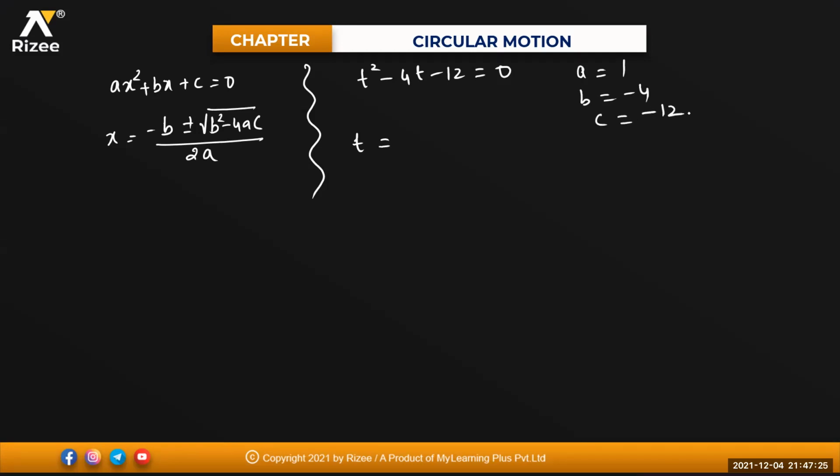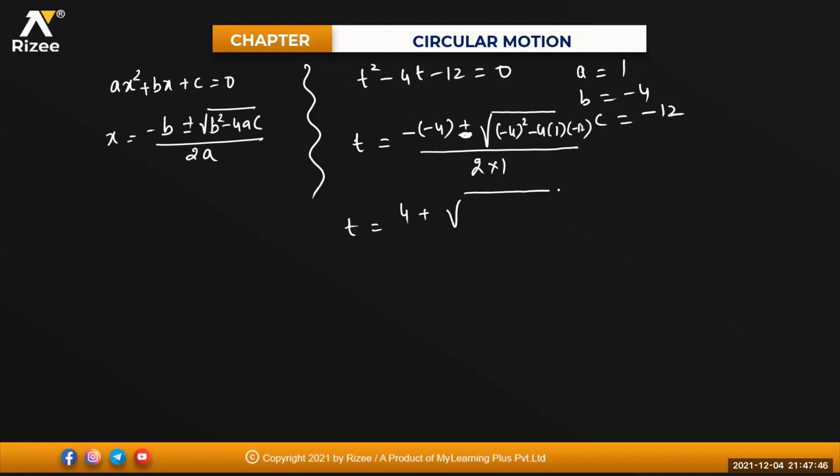So t equals minus b, that means minus of minus 4, plus or minus. Time will never be negative, so always take the positive term only. I'm removing this one. b value is minus 4 whole square, minus 4, a value is 1, c value is minus 12, divided by 2 into 1. So the t value will become 4 plus under root of 4 square, 4 4s are 16, minus minus becomes plus 4 into 12.